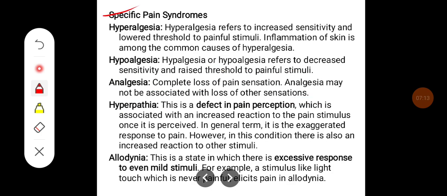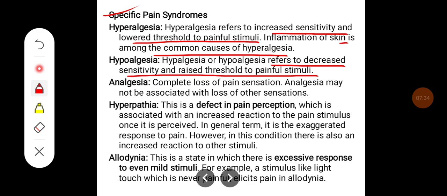Specific pain syndromes. Hyperalgesia refers to the increased sensitivity and lowered threshold to painful stimuli. Inflammation of the skin is among the common causes of hyperalgesia. Hypoalgesia or hypalgesia refers to the decreased sensitivity and raised threshold to painful stimuli. Analgesia is complete loss of pain sensation.